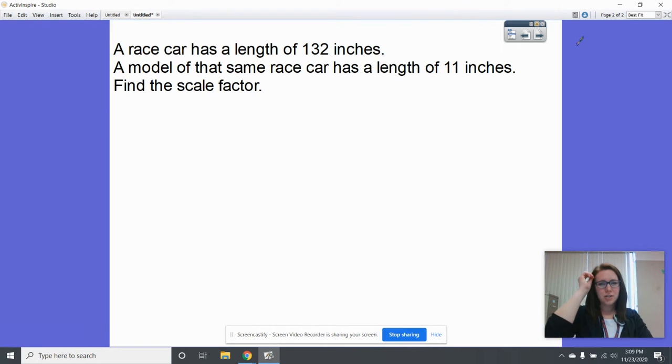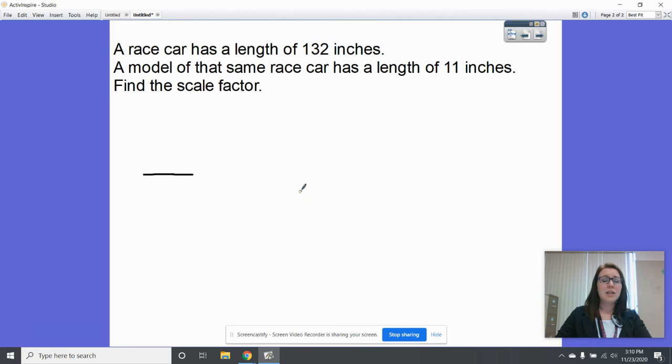So a scale factor, first off, you have to know what it is. A scale factor is what number you multiply to get from one thing to the next, right? We're going to usually be talking about shapes. So when we're finding a scale factor, we're usually going to create a fraction.